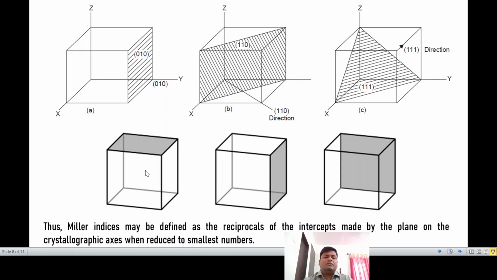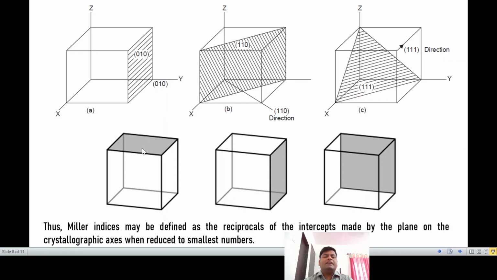Thus, for the gray planes also one can find out the Miller indices, as this plane cuts the z-axis. So for x and y the Miller indices will be 0, whereas for z it will be 1.